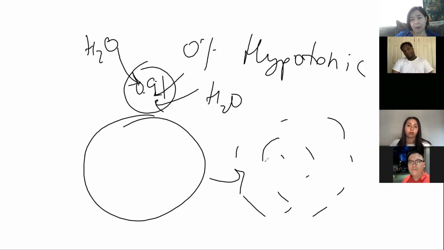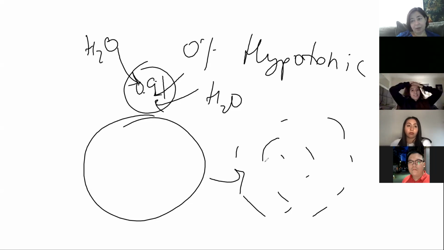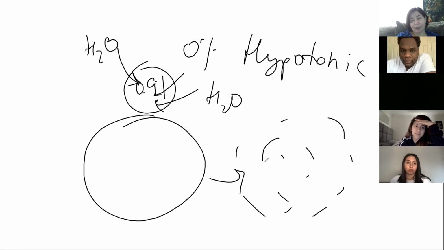For example, anyone here who used to work out a lot? If you work out a lot and you sweat a lot, it's not recommended to drink just water. What is recommended to drink is actually electrolytes like Gatorade. Another good one is coconut water.